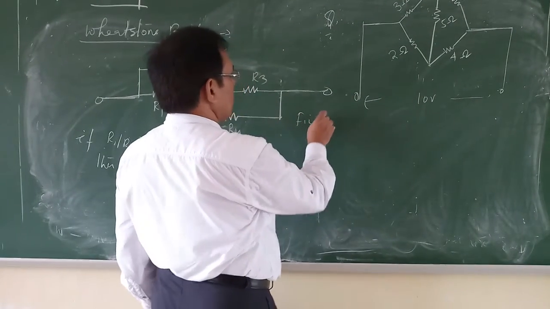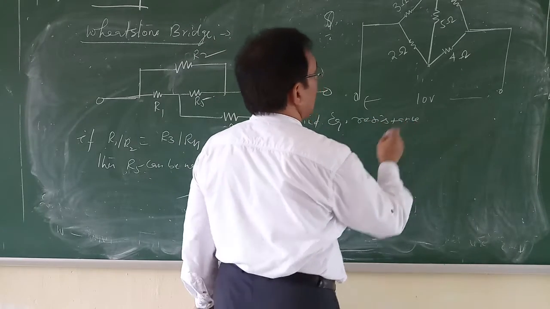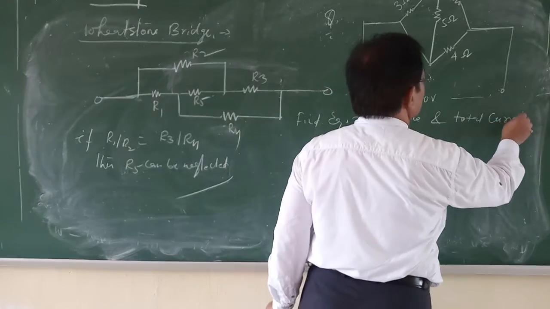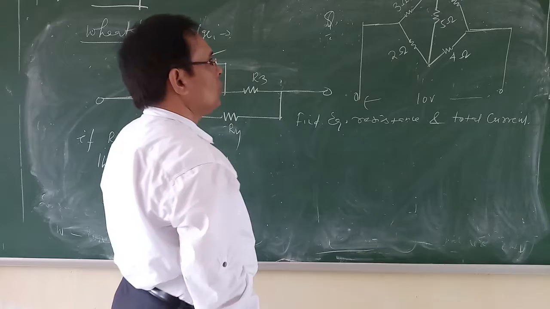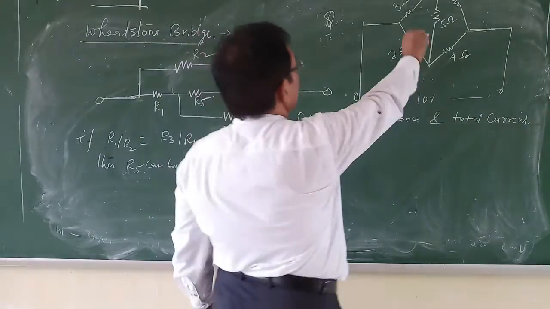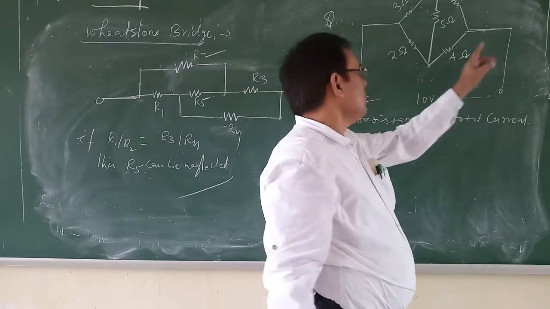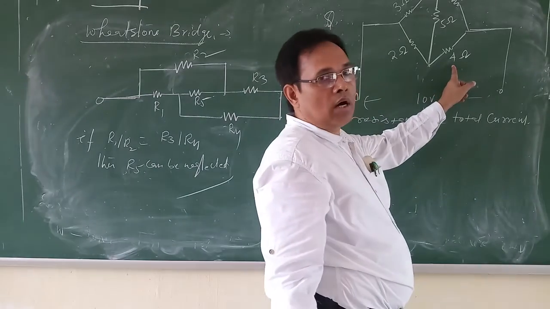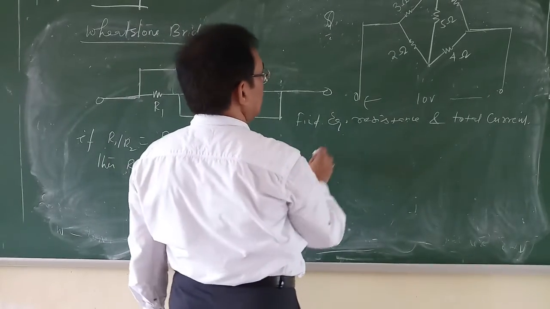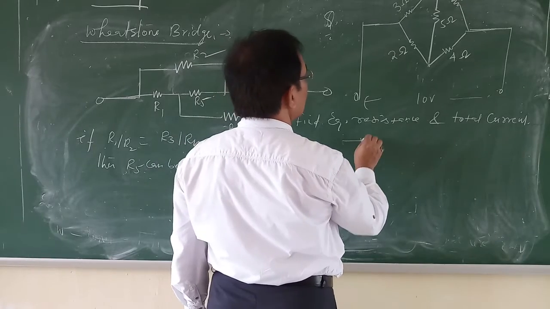Find equivalent resistance and total current. So first you check whether this circuit is Wheatstone or not. Here 3 and 6, this ratio 3 by 6 means half, 2 by 4, this is also half. So this is a Wheatstone bridge. So you can draw the equivalent of this circuit.